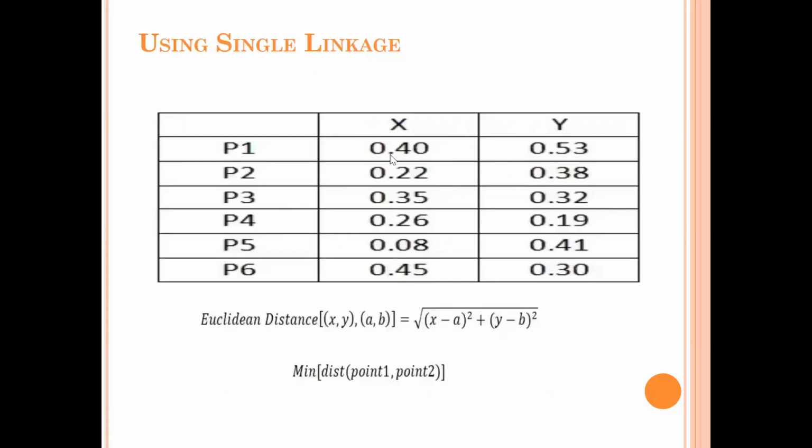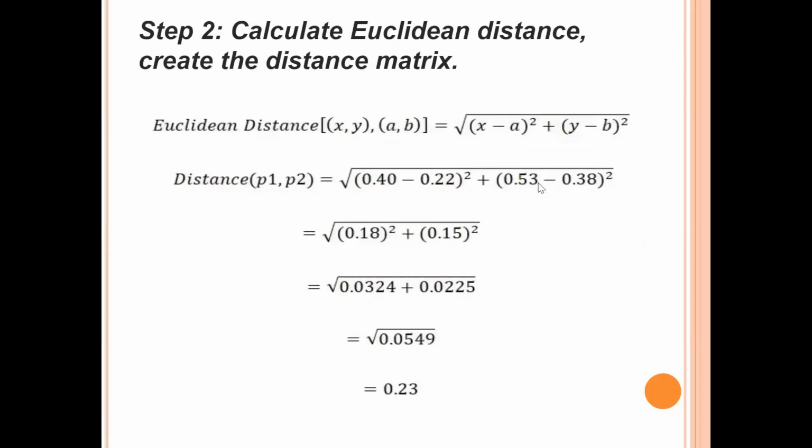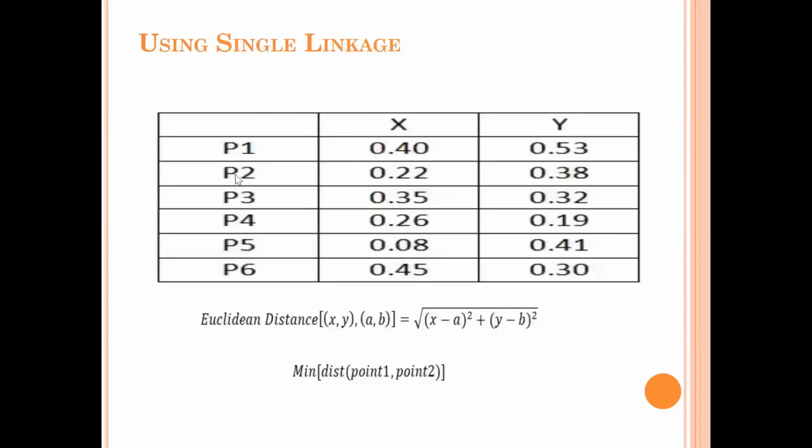Here you can see 0.40, 0.53, 0.22 and 0.38. Okay, so we are going to use these data points. After having these data points, we will put them in this formula and find out the distance between P1 and P2. After doing this calculation, we get the distance between the P1 and P2 data points, or you can say clusters, using the Euclidean distance formula. Okay, let me show you the matrix once again. We are finding out the distance between P1 and P2.